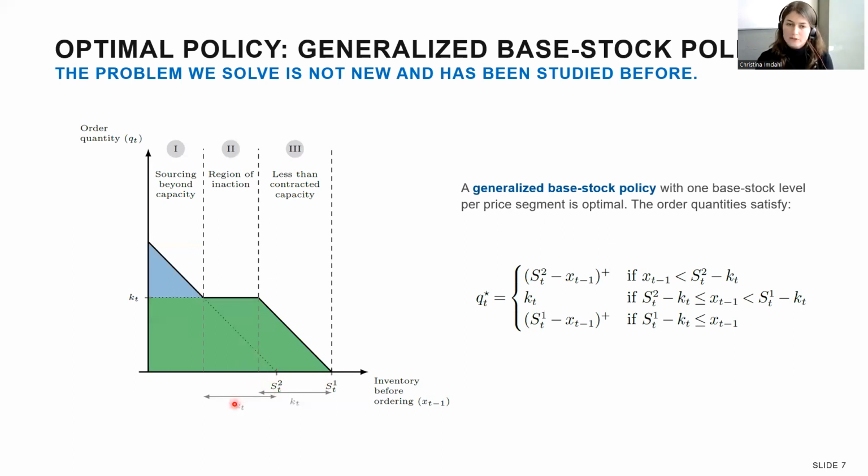So we have three regions on how much we order. We first order exactly up to S1, then we order the capacity, and then we go beyond the capacity and order up to the second base stock level. This policy essentially smoothes the ordering process. So in this period, we order less than we actually would like to avoid the cost premium that we would need to pay for the extra units.